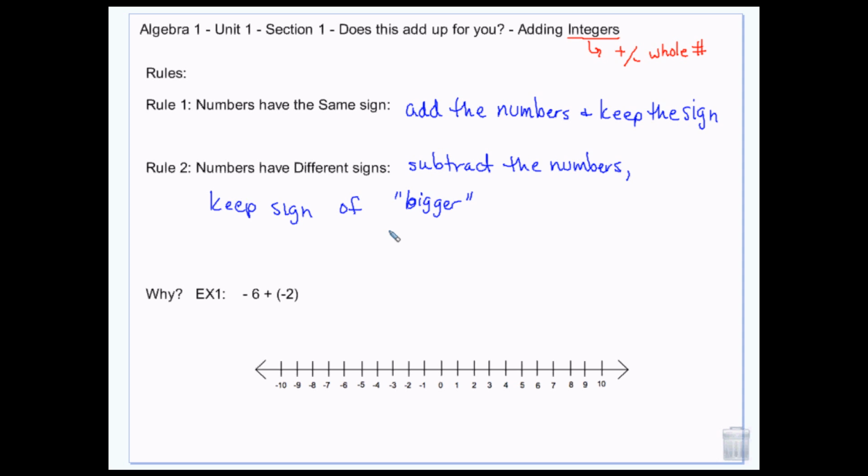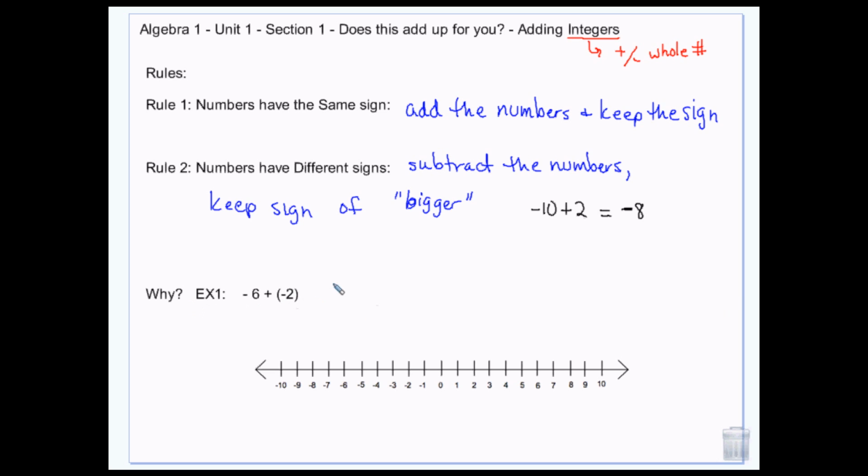Does that make sense? So in that example, if I said negative 10 plus 2, I have a negative and I have a positive. I have opposite signs, so I'm going to subtract. So 10 minus 2 is 8. But because the 10 was bigger and it's negative, my answer is negative. Okay.